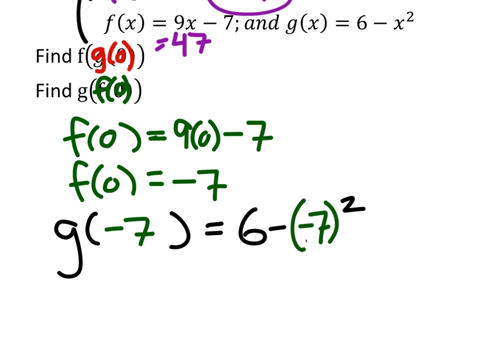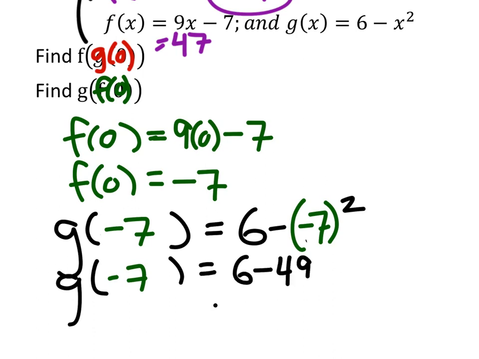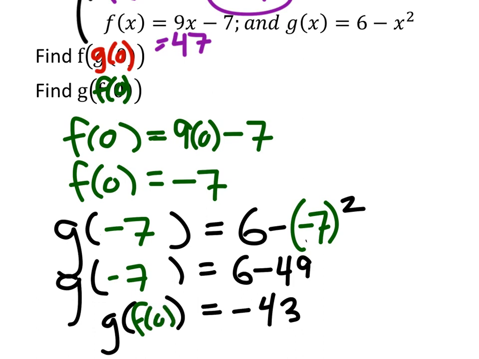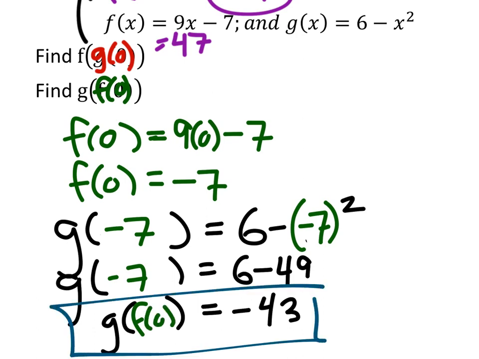Like this. Now you could plug that into the calculator. Just be careful with the way that you plug it in. So g of negative 7 equals 6 minus 49, which would be negative 43. And that is g of f of 0. And that's our second answer right there.